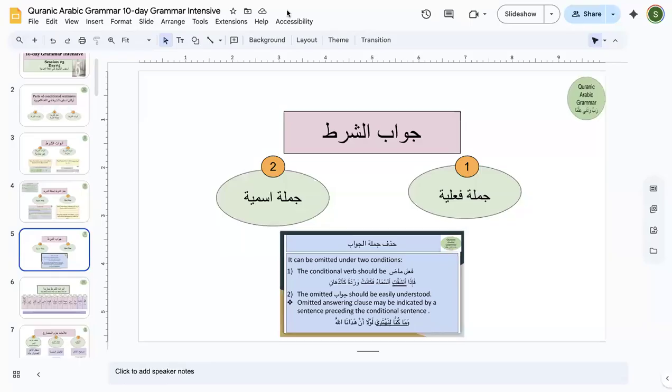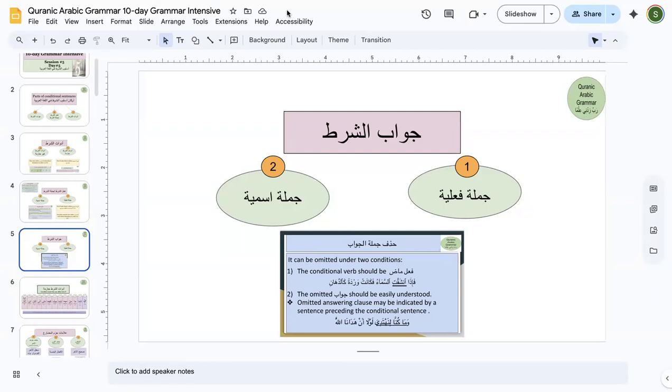The conditional verb should be fail madin. So if the conditional verb is fail madin, like in kuntum mu'minin, in kuntum sadiqin, kuntum is fail madin, naqis, right? And the jawab is easily understood from the context. If you can easily figure out the jawab from the context, it is permissible for the jawab to be omitted.